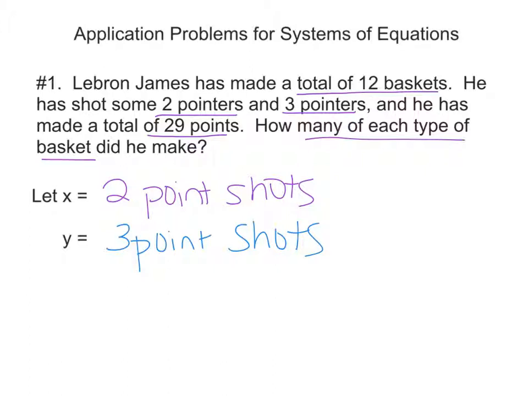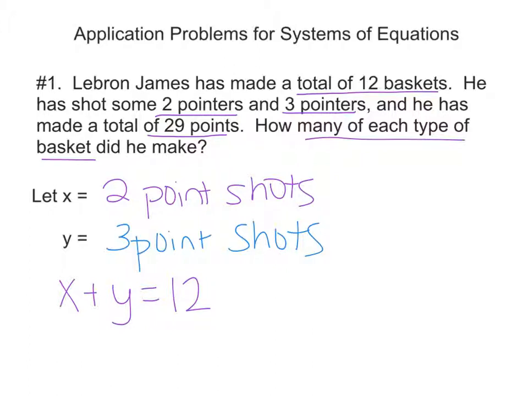So going back into the problem, we are told that LeBron has made a total of 12 baskets. So again, we don't know how many of each type he made. That's what we want to find out. But we do know that he made a couple 2-pointers, some 3-pointers, to make a total of 12 baskets. So we have the equation X plus Y equals 12.